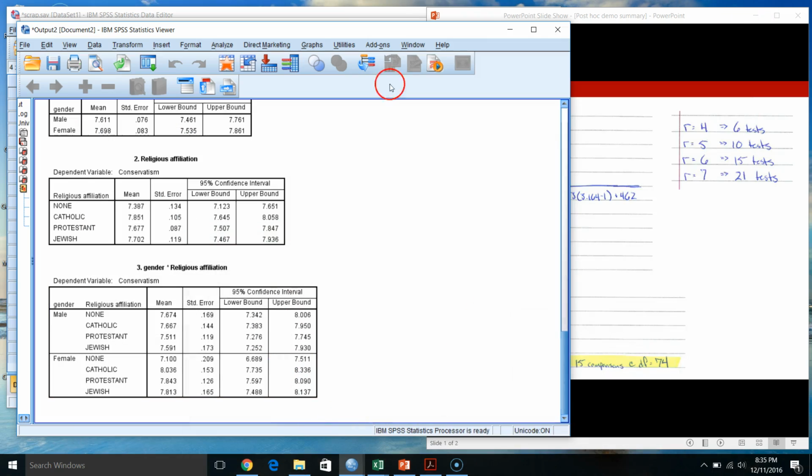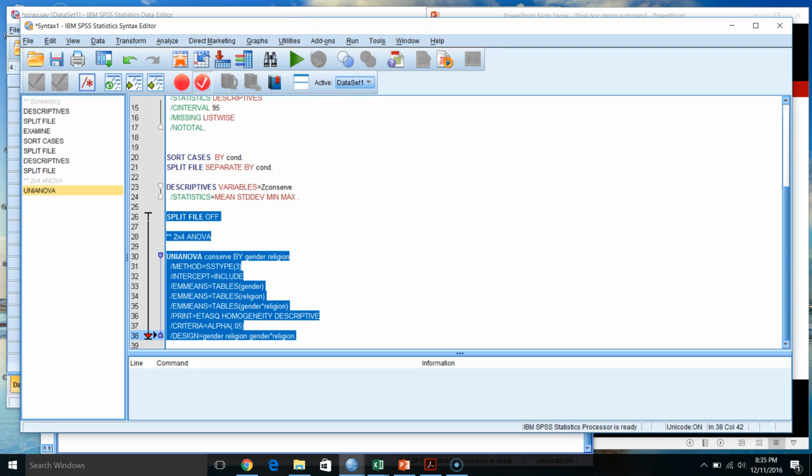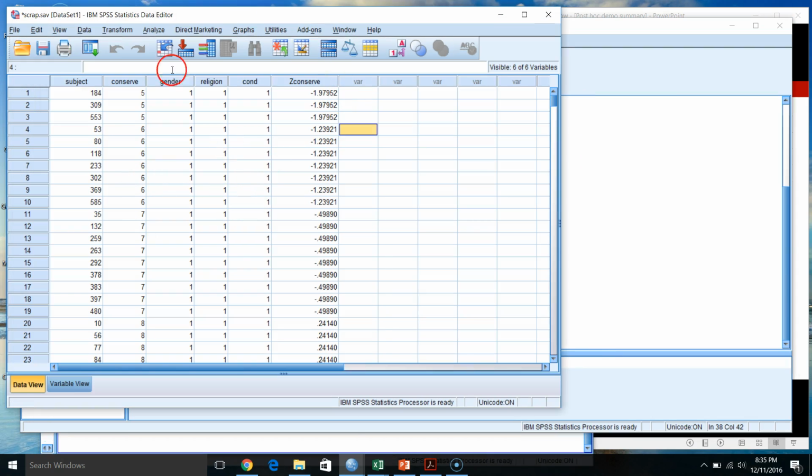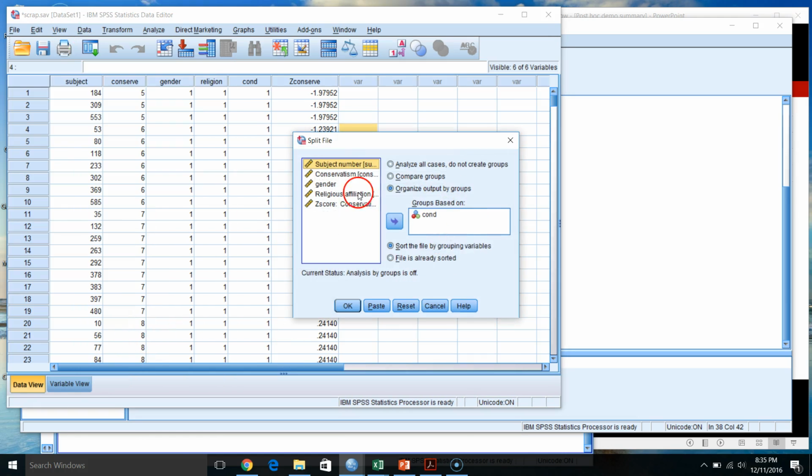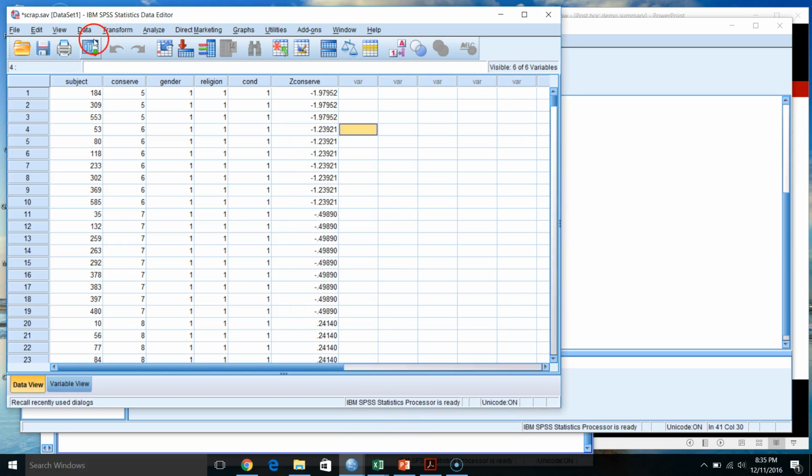So what I'm going to do is, oops, that's my syntax, okay? Go to data, split file, not by condition this time. We're going to split the file by gender. Okay, so this is going to give us a different analysis for men and a different analysis for women. You're going to hit paste.